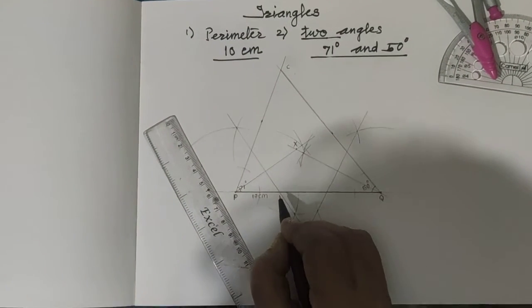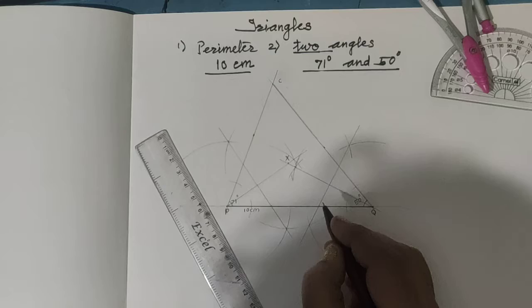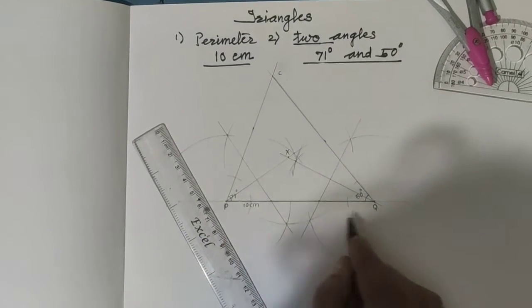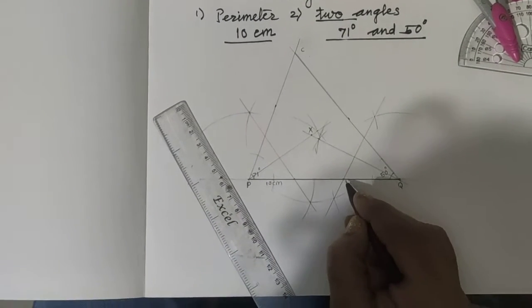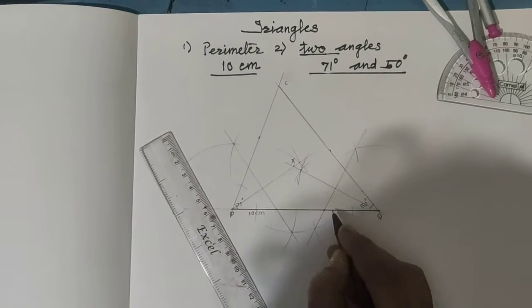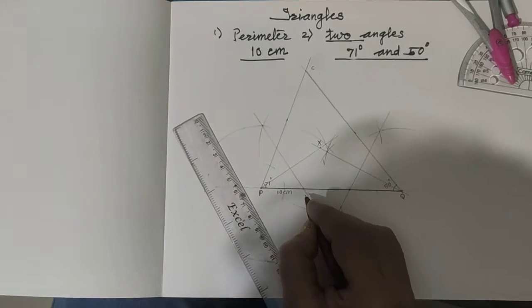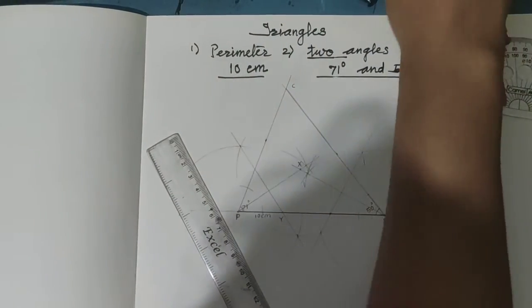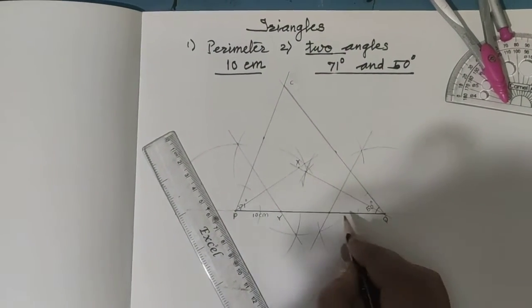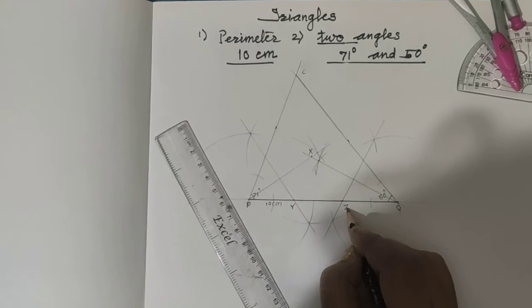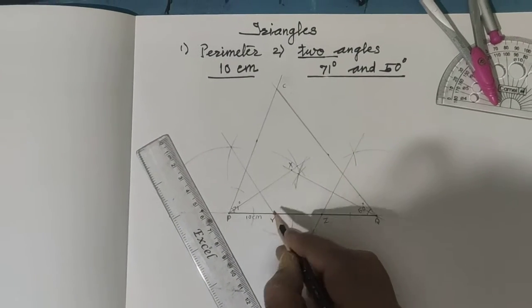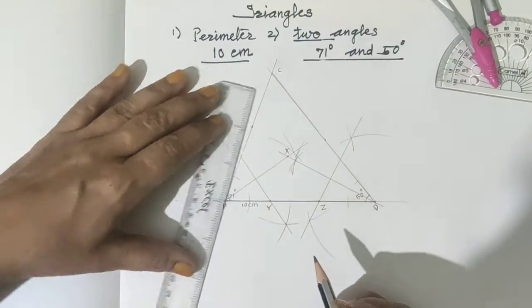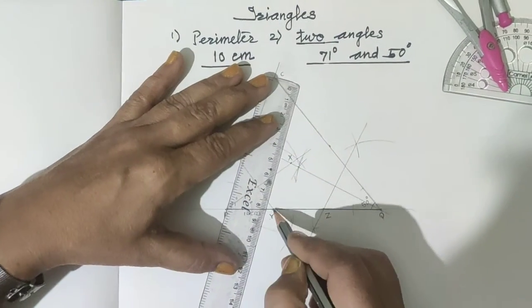so where that perpendiculars cross the line PQ, find out those points. These are 2 points, so we'll name them Y and Z. In this way we get 3 points of our required triangle, so simply join them.